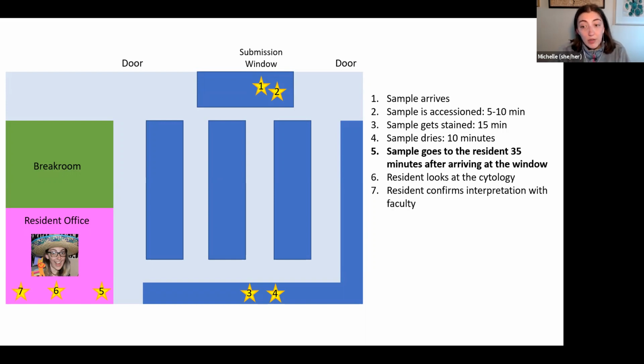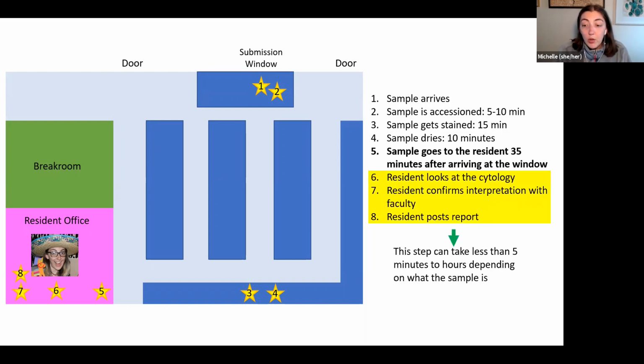The resident looks at the cytology, the resident confirms the interpretation with faculty, and then the resident posts the report. This last step can take, if it's a mast cell tumor, less than a minute to tell you that it's a mast cell tumor. If it's something more difficult, it could take me hours. I may need to restain slides. I may need to look at it with my faculty for a prolonged period of time. So this part is very variable.